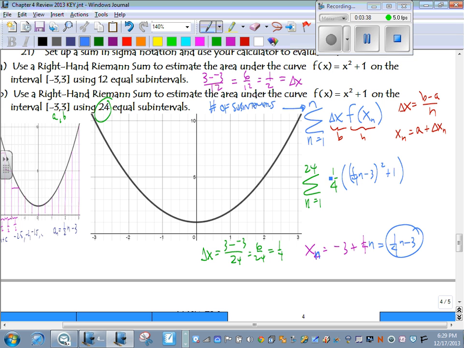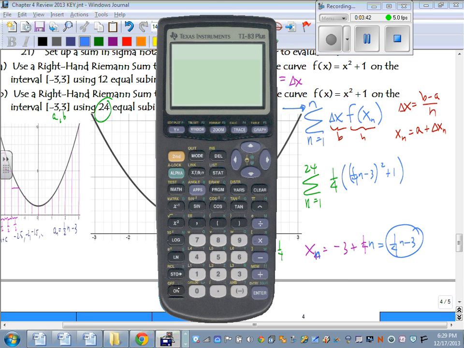Now we're going to go ahead and figure out this sum using our calculator. So I can actually just go ahead and hit second enter and go back and change the different values. So now we have 0.25, so I'm going to insert a 2 there. And then we are changing the 12 to a 24. And that should give us our answer, 24.0625.